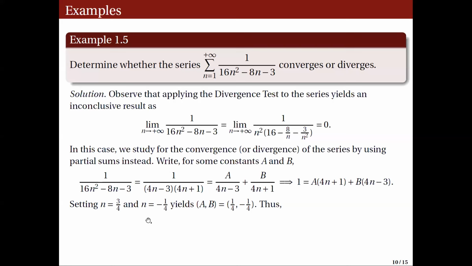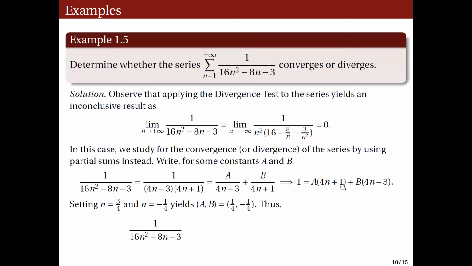On the other hand, if we set n equals negative 1/4, then the first summand a times 4n plus 1 will cancel out, which yields 1 equals b times negative 1 minus 3, or 1 equals negative 4b, which gives us b equals negative 1/4. So if we set these two values of n that will make one of the summands equal to 0, we will get the value of the other variable. So this gives us the ordered pair a, b equals 1/4, negative 1/4.